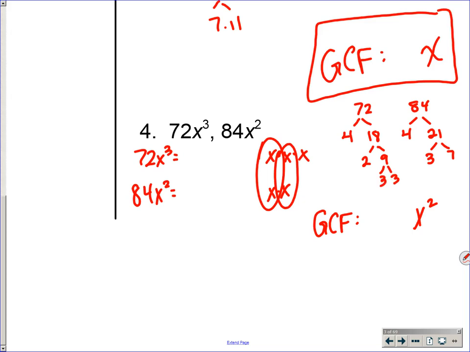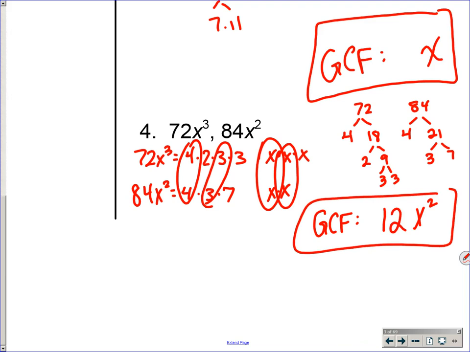If we were to try to write this all out, we would get 4 times 2 times 3 times 3. This one would get 4 times 3 times 7. Isn't there a 4 in common and a 3 in common? It's hard when the numbers are big, but if we break it all down, maybe we can see there's a 4 in common, there's a 3 in common, so what's my common number? 12. I can divide 72 by 12.